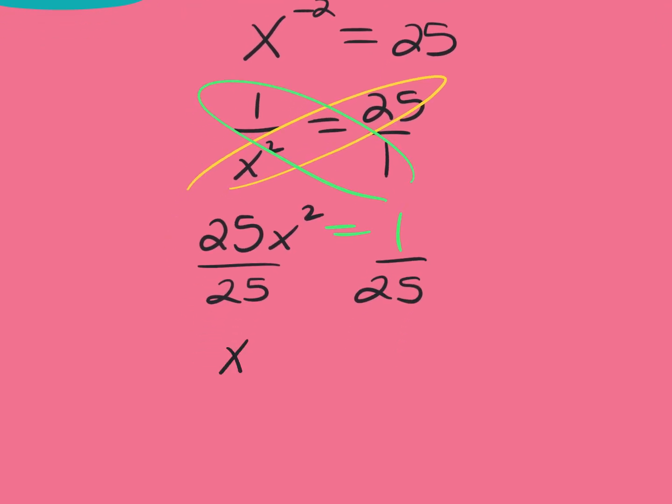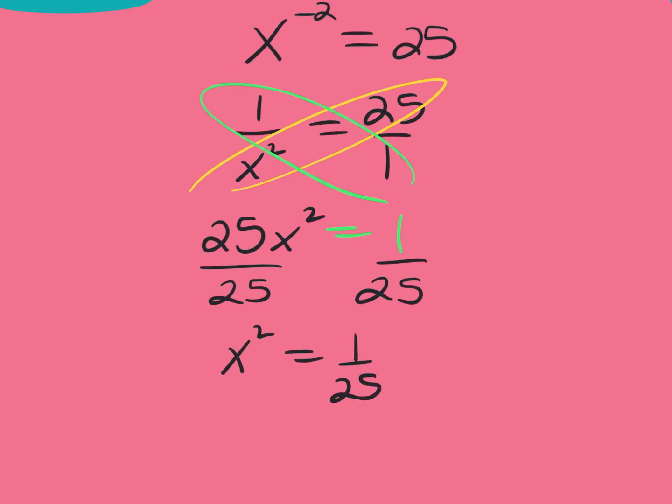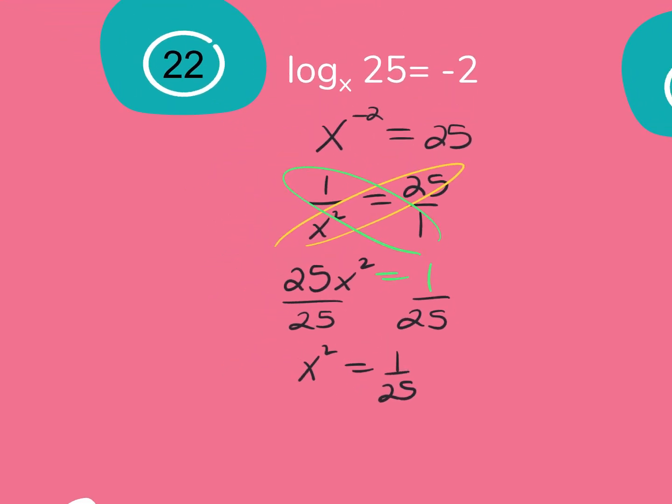X squared is equal to 1 over 25. I need to square root both sides. So x is equal to, and this should be plus and minus 1/5. However, this base over here, this x cannot be negative, so I only keep the positive.